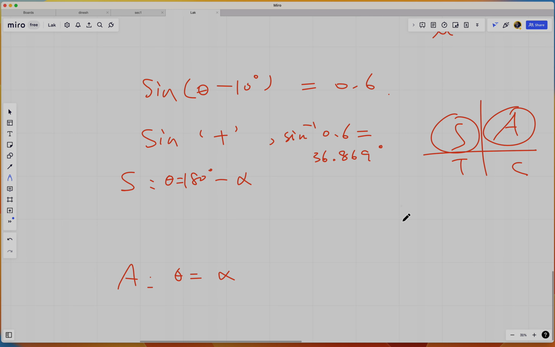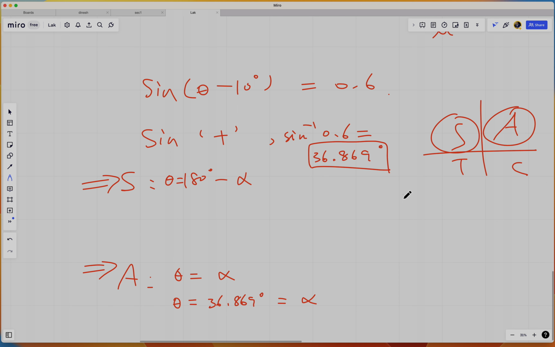36.869 degrees, right? Okay, good. So, therefore, you ask yourself, this one falls into which one? It's on A. Okay, good. So, therefore, theta is 36.869 degrees, which is also equal to your basic angle. Okay, and by the way, your calculator always gives you one of the thetas.